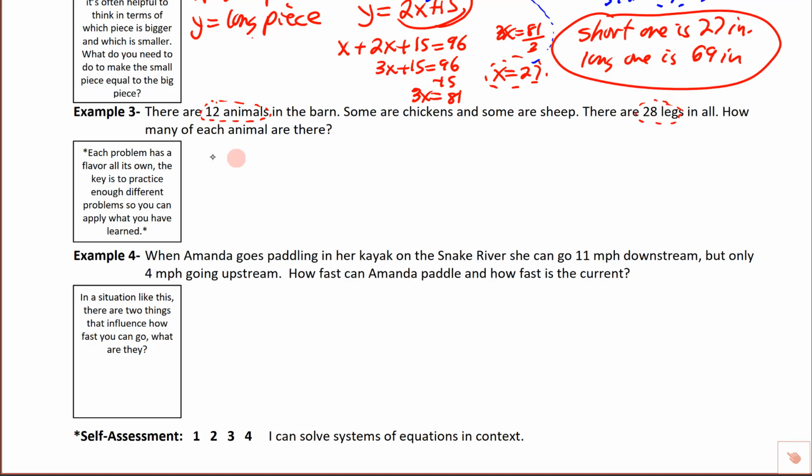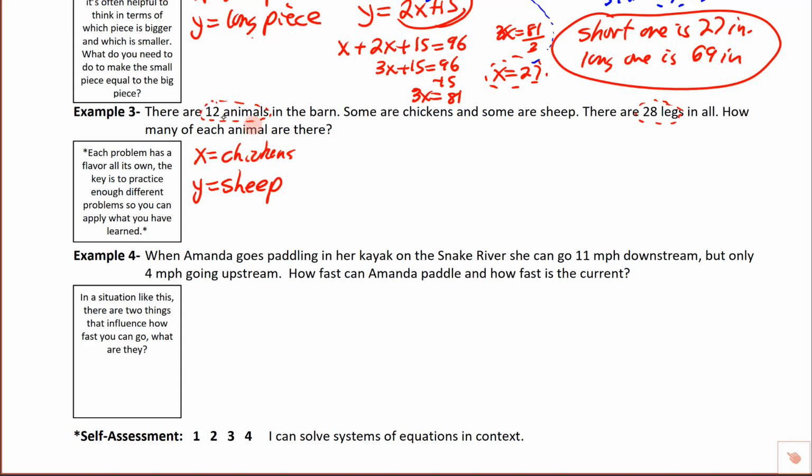So I'm going to write down x equals chickens, and I'm going to write y equals sheep. Now, if you wanted to use C and S, that would be totally okay. There's not a problem with that at all.